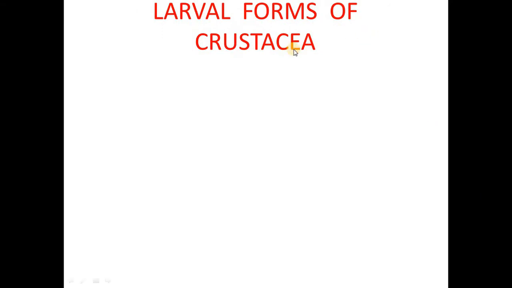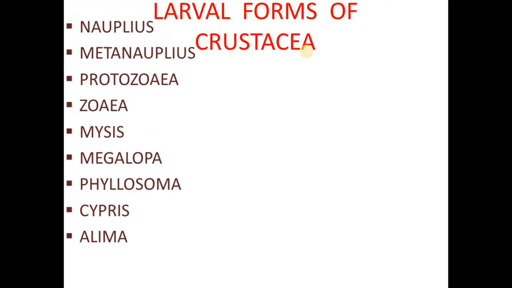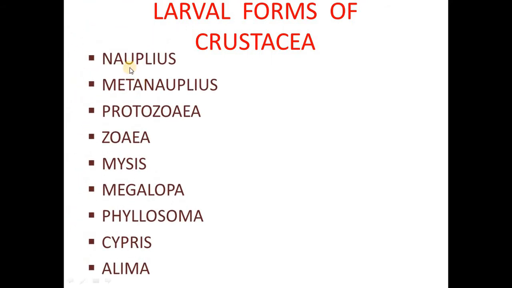Larval forms of Crustacea. The body of crustaceans is covered with a chitinous exoskeleton for protection, but this exoskeleton does not allow body growth and hence must be shed. There are several larval stages in the development of most crustaceans: Nauplius, Metanauplius, Protozoea, Zoea, Mysis, Megalopa, Phyllosoma, Cypris, Elema.